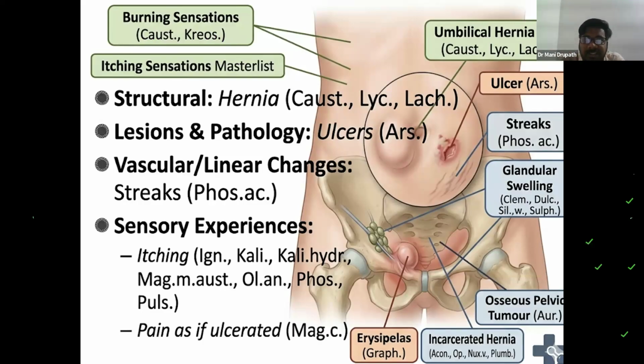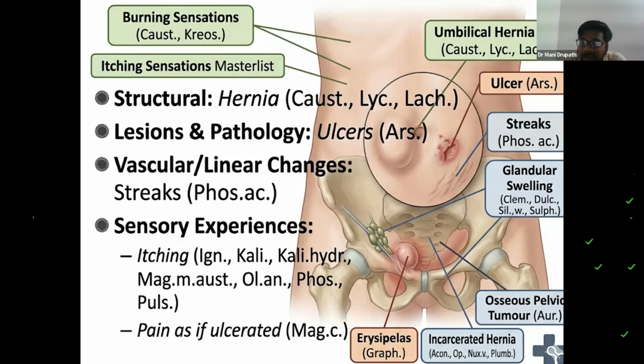See, if there is a burning sensation, especially in the umbilical region, hernia site, Causticum, Lycopodium, with ulcer is Arsenic, with streaks. These appearances you need to find out. Whenever you get these cases, try to examine the patient, try to touch the patient, try to see. Then your remedy works wonders.